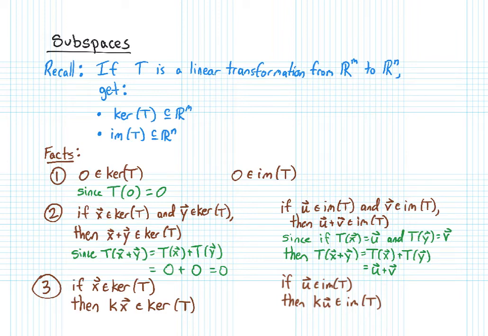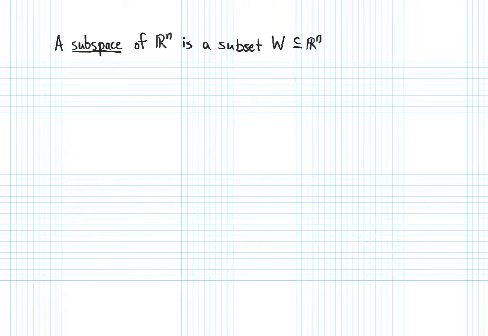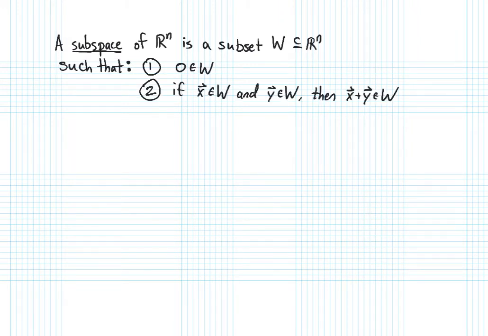So these common properties that the kernel and the image both satisfy suggest that there should be some general concept that includes both of them. And that's exactly what leads us to the notion of a subspace. So a subspace of Rn is, by definition, a subset W of Rn that satisfies the following set of properties. Property 1 is that the zero vector is in W. Property 2 is that if you take any two elements of W and add them together, then you get another element of W. And property 3 is that if you take any element of W and multiply it by a scalar, then you'll get another element of W.